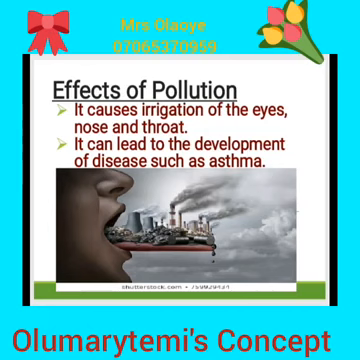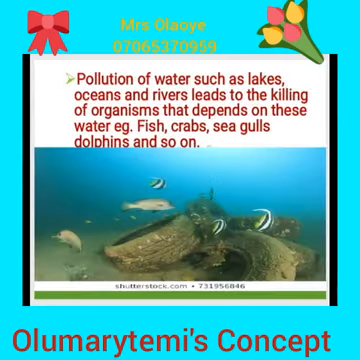We are still looking at the effects of pollution. Pollution of water is what we're looking at now. Pollution of water such as lakes, oceans and rivers leads to the killing of organisms that depend on this water. What are the organisms that depend on the water? We can see fish inside the water, seagulls, crabs, dolphins and so on.